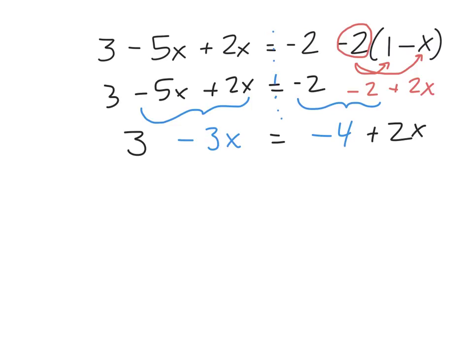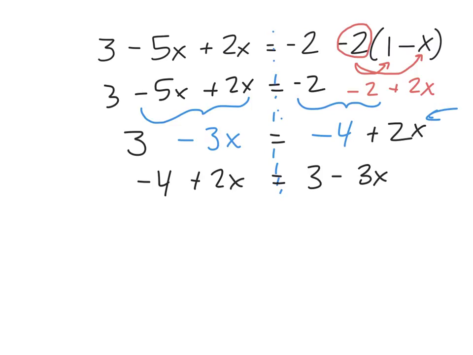Now we're at the point where everything's simplified, all like terms are combined, and I still have variables on both sides. At this point, I notice that the 2x is higher than the negative 3x. Even though its absolute value isn't higher, 2x is higher than negative 3x. So what I usually do is flip the whole thing over. I'm going to write negative 4 plus 2x equals 3 minus 3x. That's going to save us a step later.